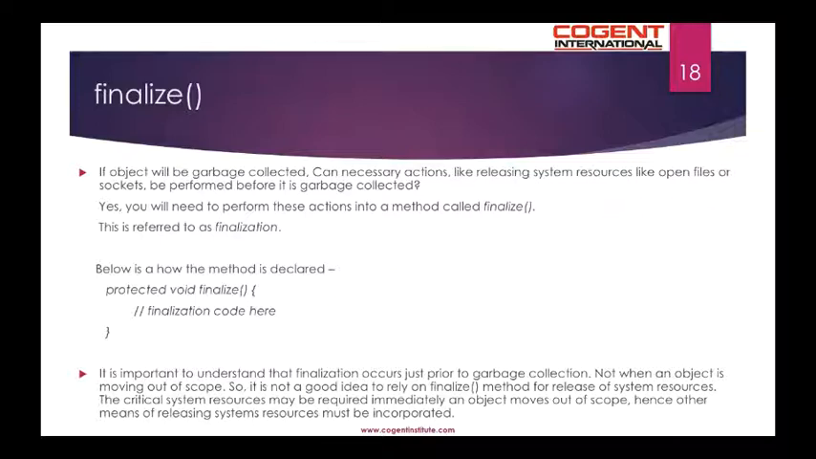Here's how the method is declared: protected void finalize. Your finalization code goes inside this method. It is important to understand that finalization occurs just prior to garbage collection, not when an object is moving out of scope. So it is not a good idea to rely on the finalize method for the release of system resources. The critical system resources may be required immediately when an object moves out of scope. Hence, other means of releasing system resources must be incorporated. There is no guarantee of garbage collection. Hence, you need to be careful.